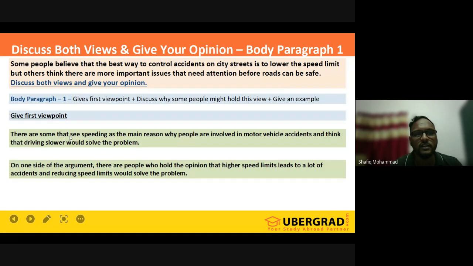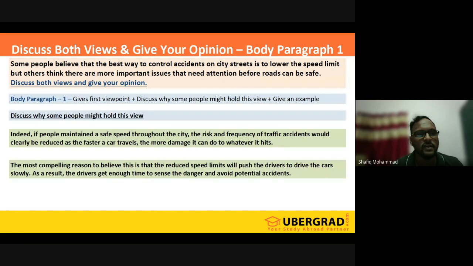There are some that see speeding as the main reason why people are involved in motor vehicle accidents, and think that driving slower would solve the problem. Okay, so he's giving a viewpoint here, like giving some suggestion. Driving slow can solve this problem. On the other side of the argument, there are people who hold the opinion that higher speed limits lead to a lot of accidents, and reducing the speed limits would solve the problem. So again, the same thing actually. Whatever is said here, the speed limit can solve the problem, right? That is what he's saying here. And discuss why some people might hold this view.